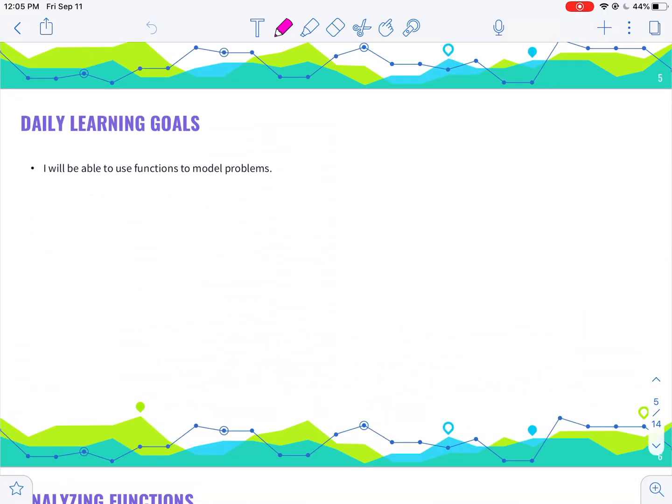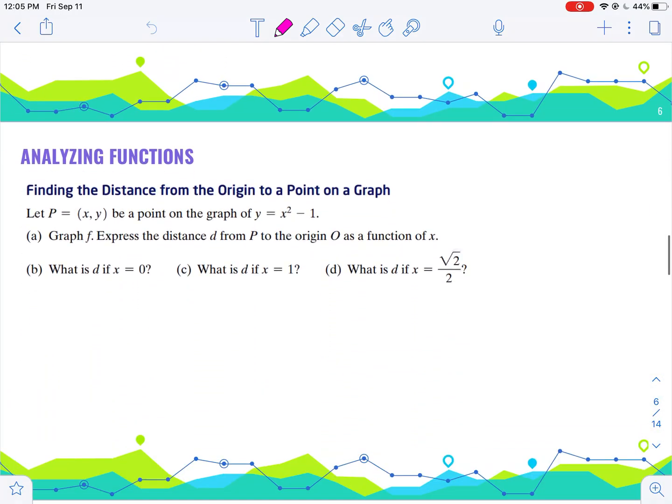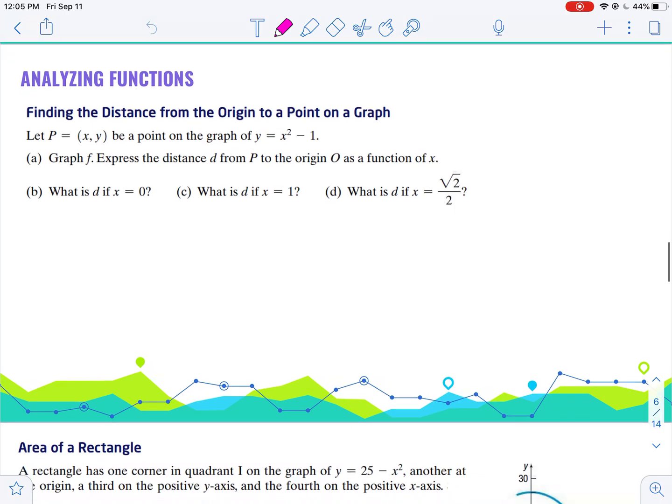So today we're going to be able to use functions to model problems. So this is going to be some word problems, your absolute favorite things to do. So let's just look at some examples. So analyzing functions, find the distance from the origin to a point on the graph.